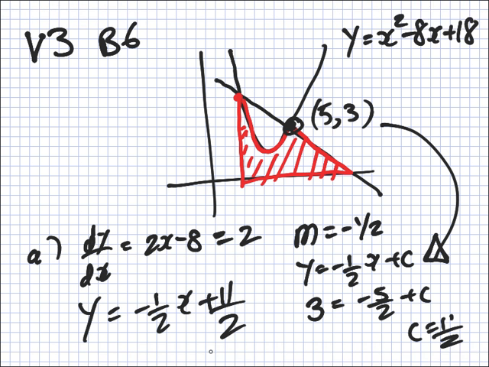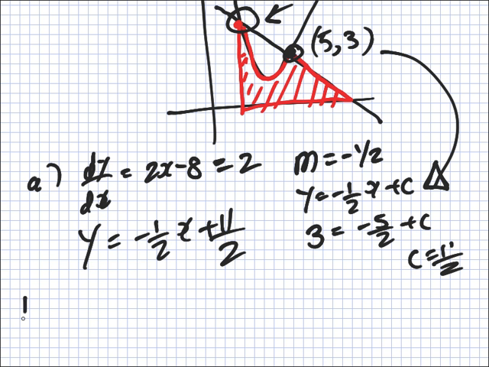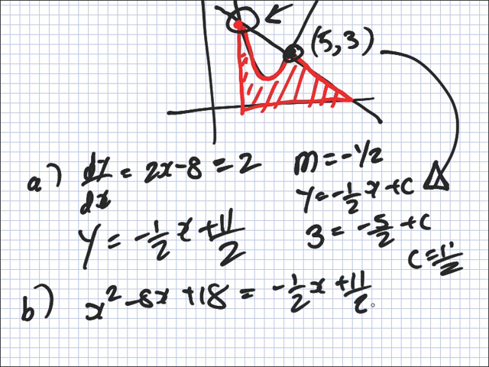4 marks. Next, they want you to find this point here. So, Sevi, you were asking me earlier, do you take the smaller or the bigger one? In this case you'll be taking the smaller x because you're looking at finding the one to the left. Let's solve. We have x squared minus 8x plus 18 equals minus a half x plus 11 over 2.